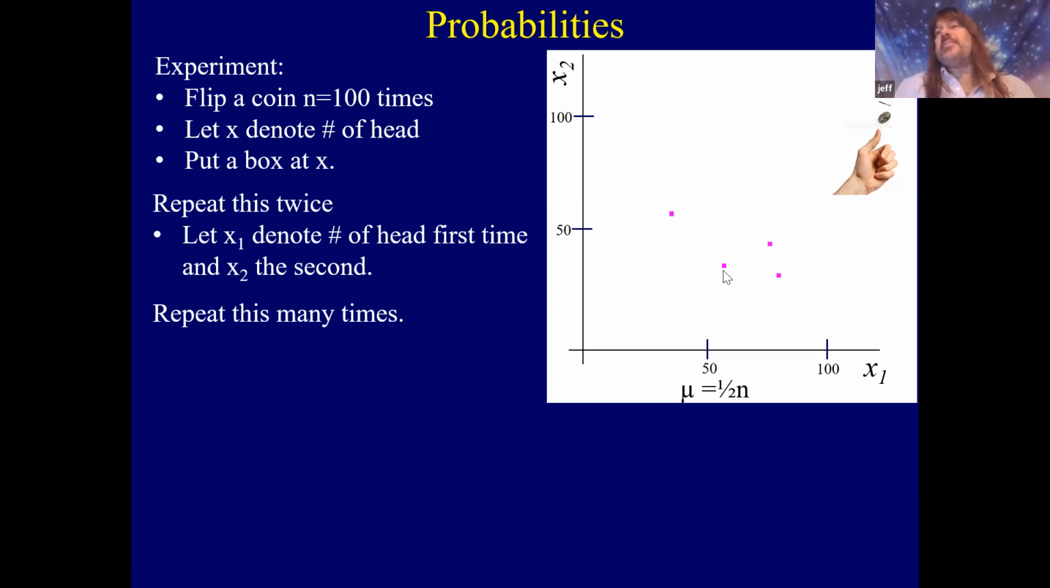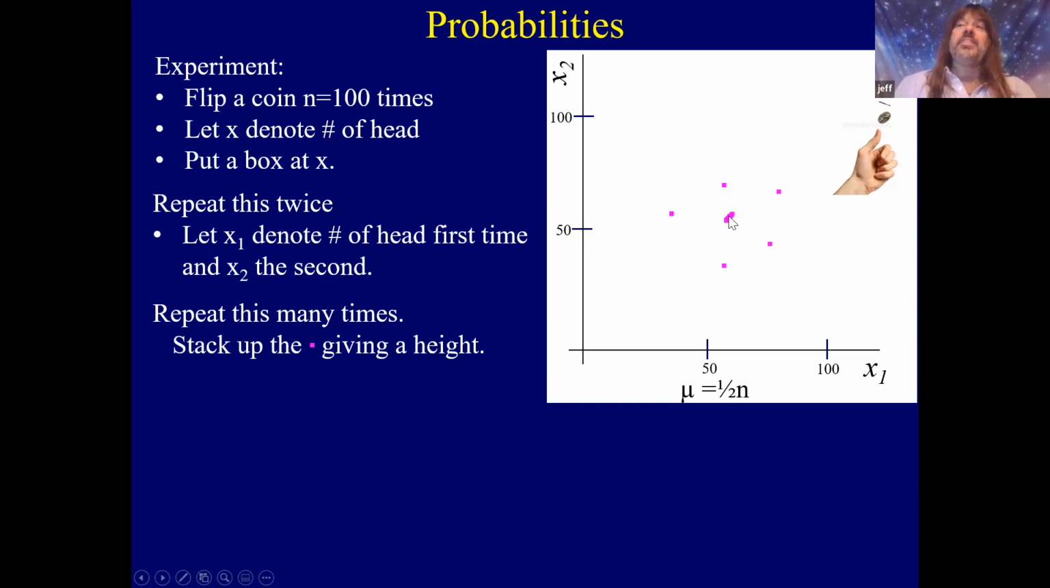So we keep doing this and we have different results, right? Each of the dots says how many heads we got the first time, how many heads we got the second time. And again, if you get the same number of times, then they kind of pile up. So it comes out 3-dimensional as a height. And so we can ask for a particular x1 and x2, what's the probability that I get x1 heads the first time and x2 heads the second time?